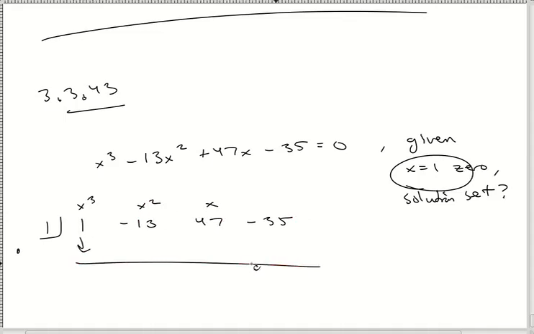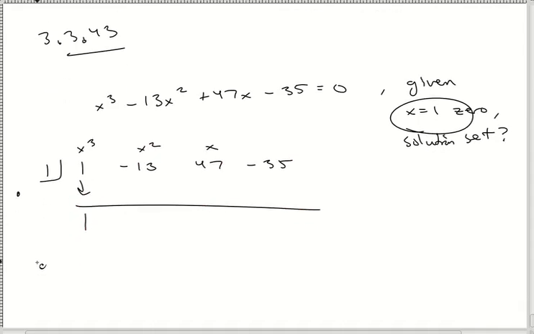Why am I using synthetic division? Well, first off, it's in this section, but I want to show you the reason for synthetic division. Why it's so super cool. 1 times 1 is 1, minus the 13 is negative 12. 1 times negative 12 is negative 12, minus the 47 is 35. 1 times 35 is 35. 35 minus 35 is a 0.